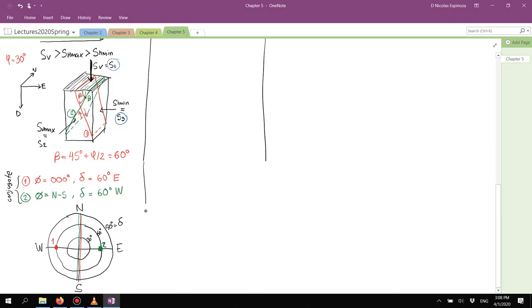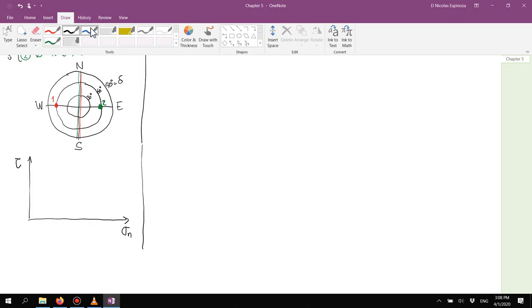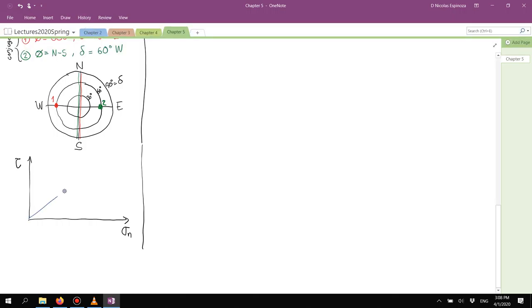Okay, we're going to do one more thing over here, and that's going to be to see where those faults are going to be in a Mohr circle. Remember that Mohr circles plot what is the state of stress of a tensor, plotting the effective normal stress and the shear stress. And in this case, this is going to be related to the failure property of a rock, where I'm assuming that in this case I have no cohesive strength. So this is simply the normal stress times the friction coefficient.